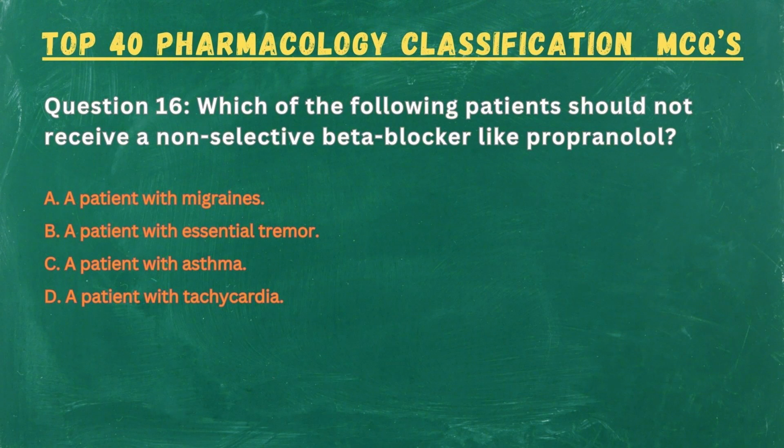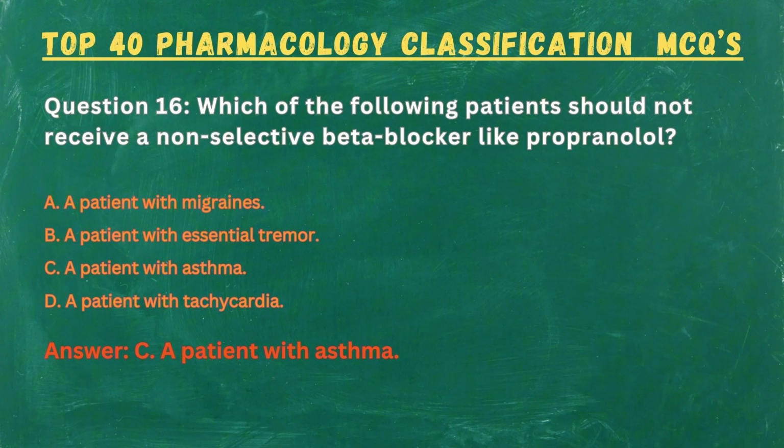Question 16. Which of the following patients should not receive a non-selective beta blocker like propranolol? A. A patient with migraines. B. A patient with essential tremor. C. A patient with asthma. D. A patient with tachycardia. Answer: C. A patient with asthma.